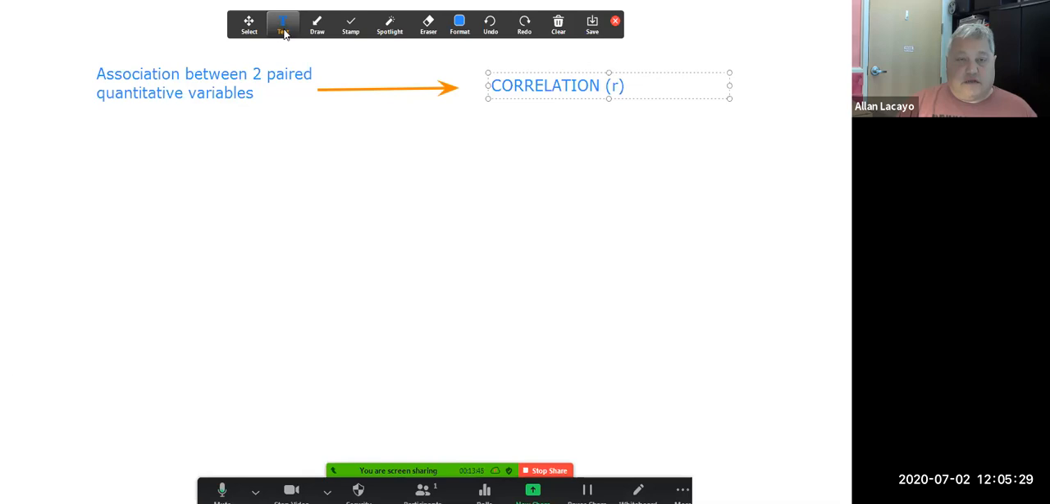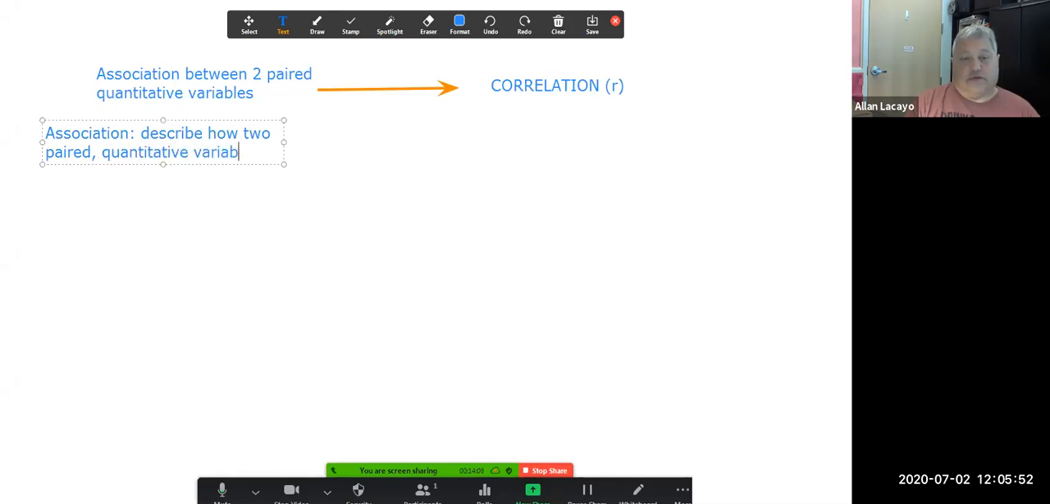Association in the context of chapter 4 refers to the way in which we describe how two variables that are quantitative and paired relate to each other. There are three aspects to this association between two variables.